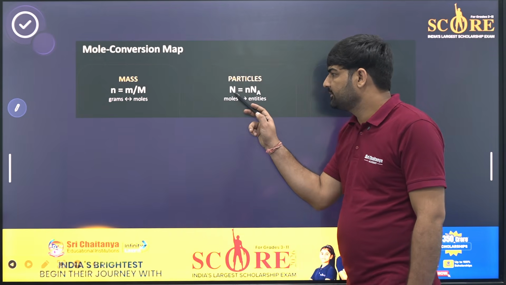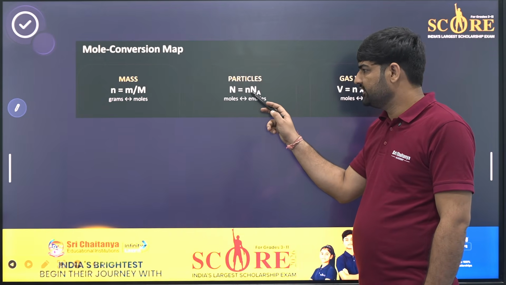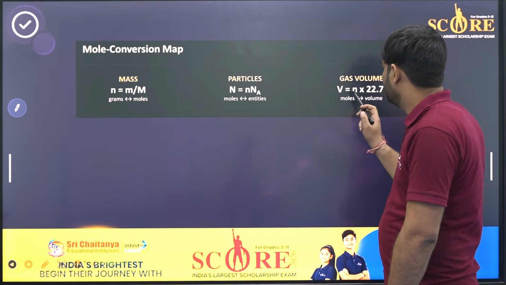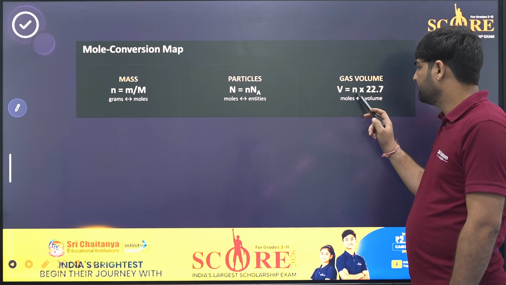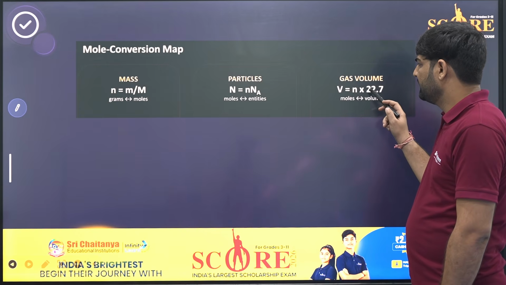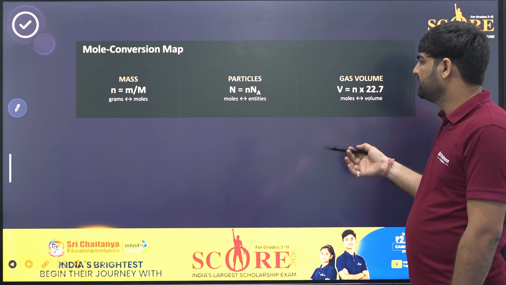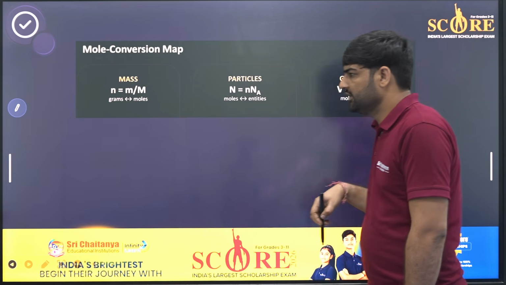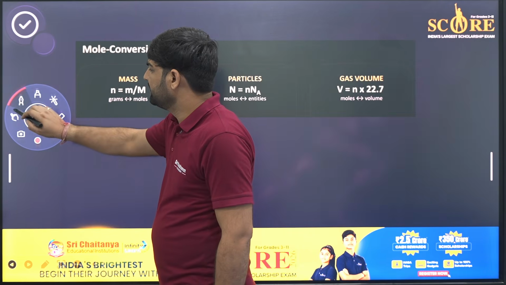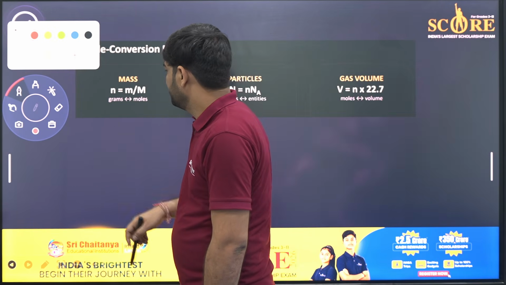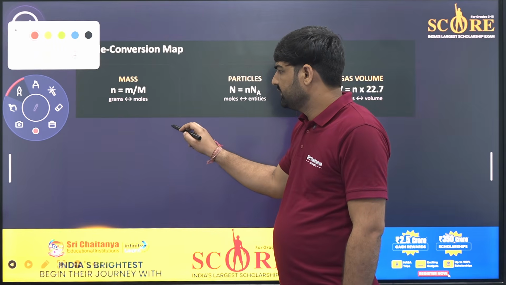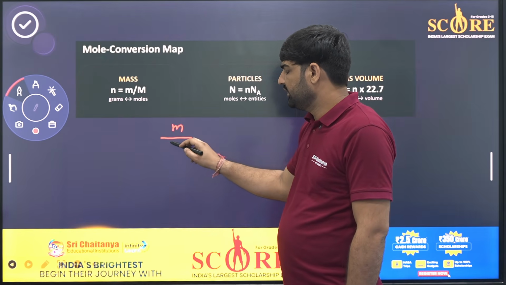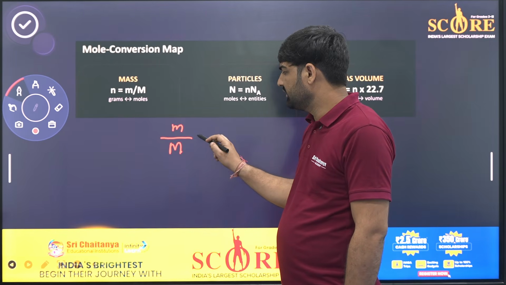This is number of particles, this is the Avogadro number, this is mole, and finally this is volume, this is number of moles, 22.7. When we are using STP condition, then this formula can be applied. Now I want to connect these 3 formulas. For example, you have given mass, then you have to divide by molar mass to calculate mole.